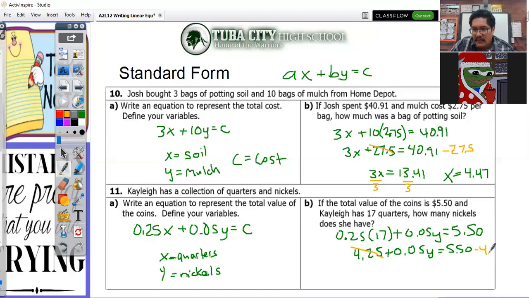Minus 4.25. And I think that's $1.25. But let me just, I don't want to make any mistakes here. So $5.50 minus 4.25, and that is $1.25. So the value in nickels is $1.25. So if I said you have $1.25 in nickels, you could probably tell how many nickels that would be. But that would be about 25 nickels.